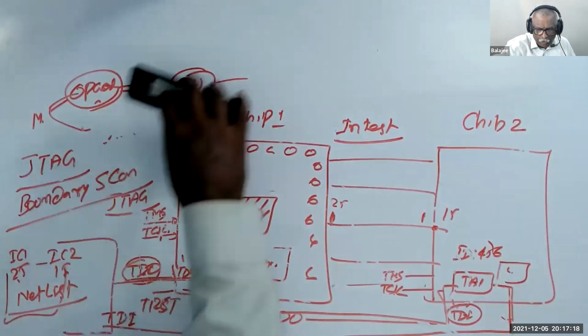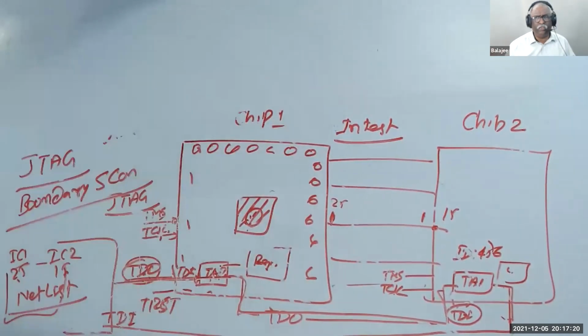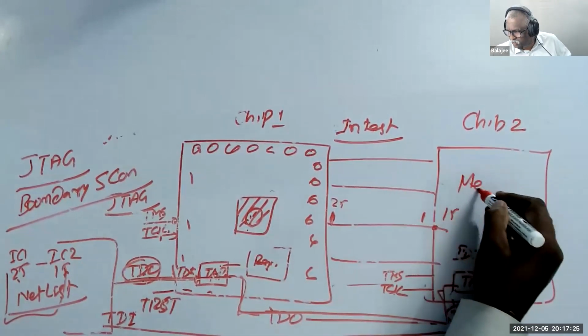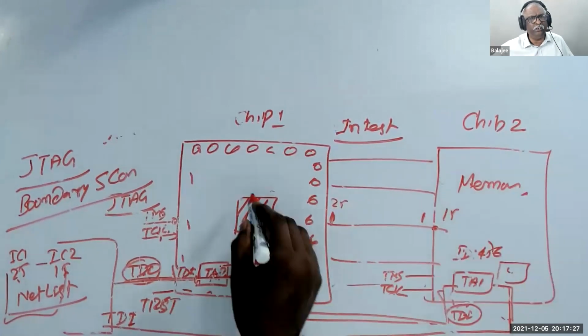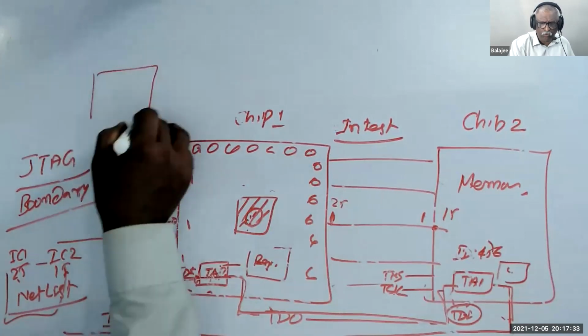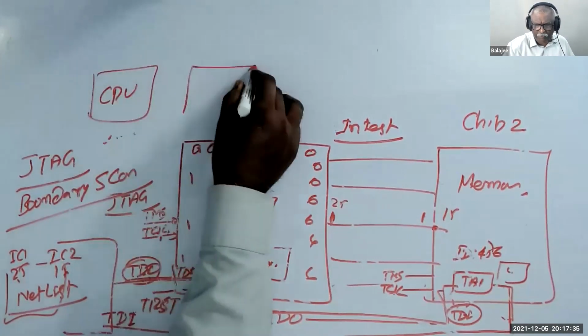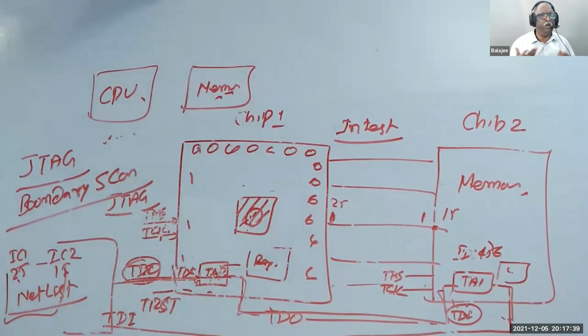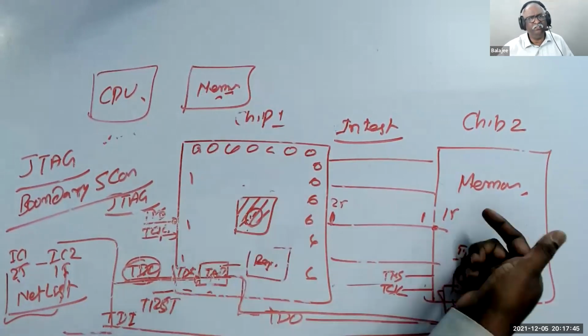Now, let us assume that the chip is memory. Your CPU is not accessing the memory. Then you are gone. You are dead. You cannot do anything. That time, using JTAG, I write and read.